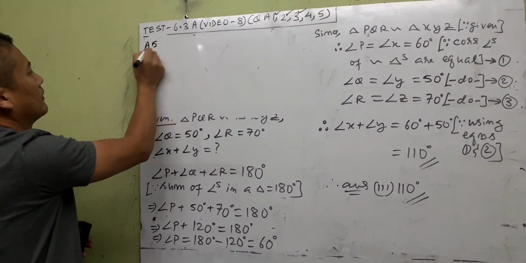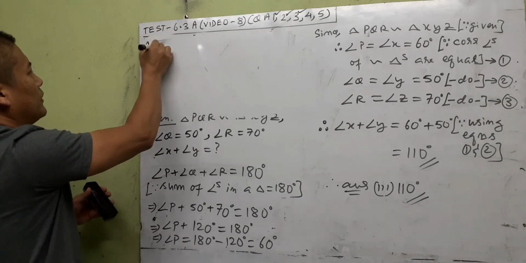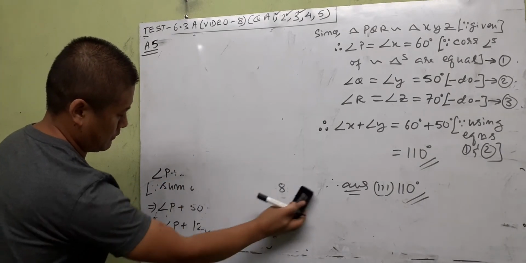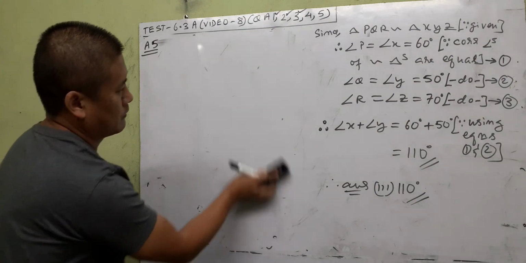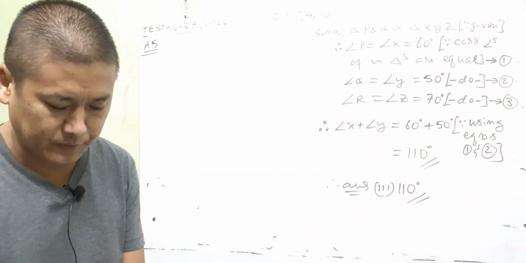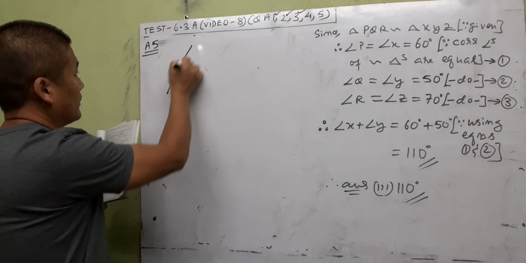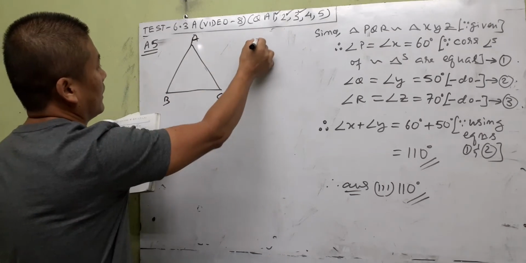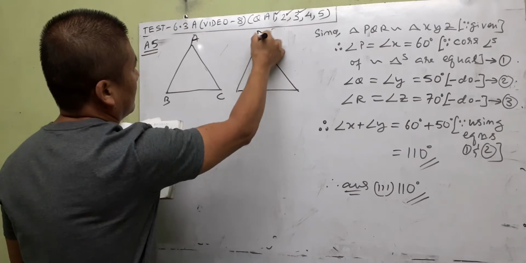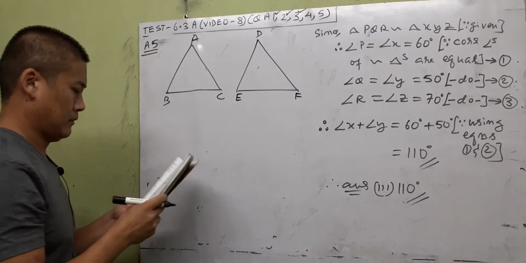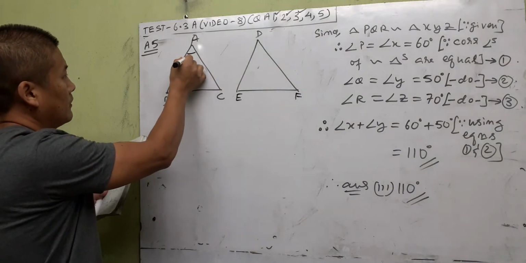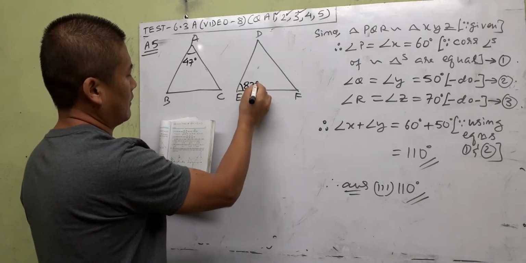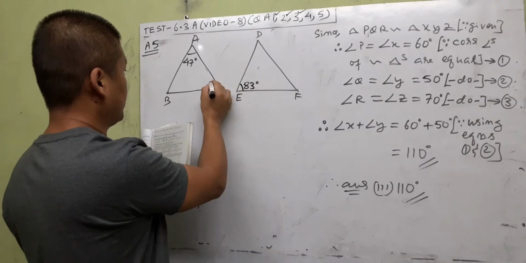And the fifth question, let us write it down. Fifth, A5, page 145, textbook. Okay, so here, if triangle ABC and DEF are similar triangles, let's just draw them. A, B, C, and D, E, F are similar. A is 47 degree. E is 83 degree. And C we have to find out.